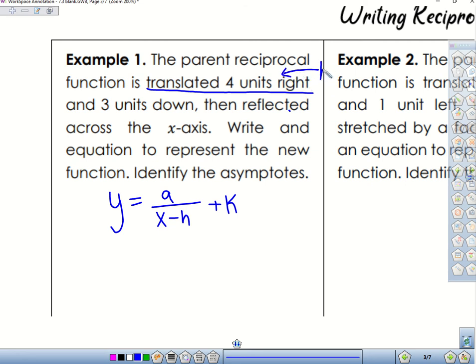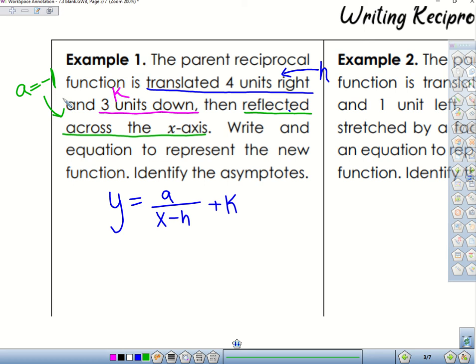Horizontal. So this is going to affect your h value, horizontal, okay? And then 3 units down. That's going to affect my which one? Good, vertical, which is k. And then it's going to be reflected across the x-axis, which is what letter? A. And it's going to make my a value what? Negative. So it's going to make it negative.